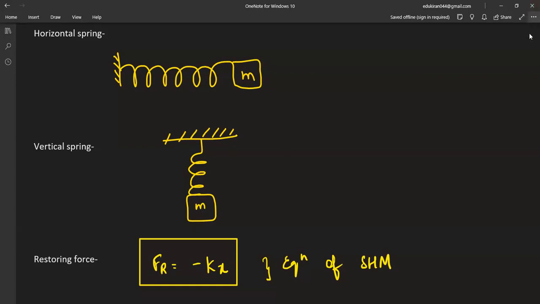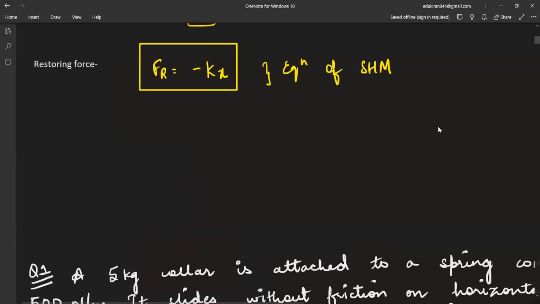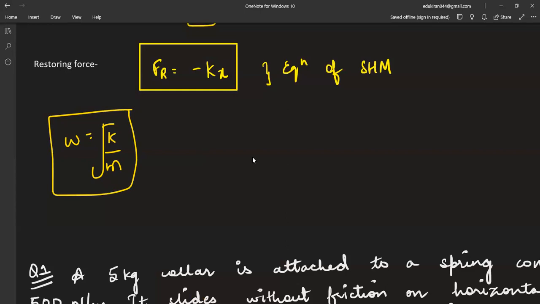So basically the formula that we follow is the restoring force is directly proportional to the displacement from the mean position with a negative sign because restoring force is directed towards the mean position, which is in opposite direction. That's why this equation of SHM will remain the same. This is what we already know. What are the additional things? Omega is equal to under root K by M will be used here as well. So this formula also you should be aware of.